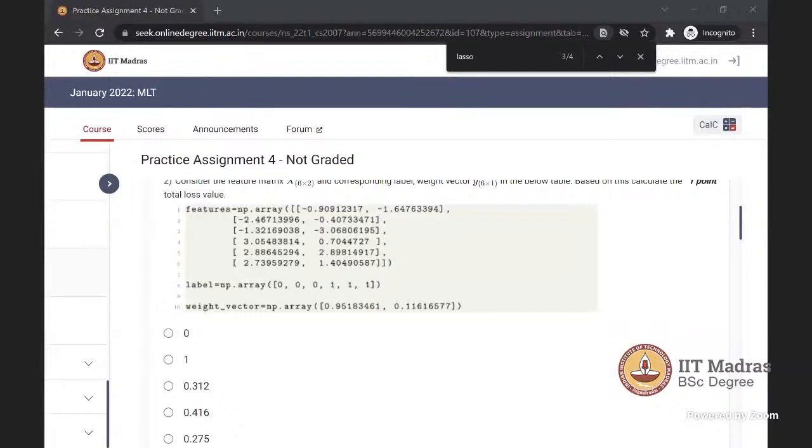Swarnik, can we take a look at questions 23 and 24 quickly in the mock? Yes. Okay.